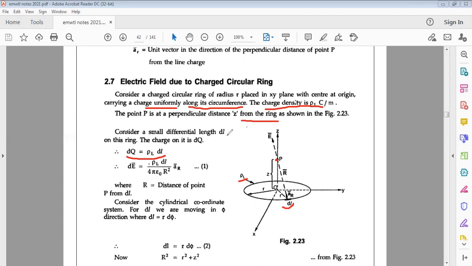Consider a small differential length dl on this ring. The charge on it is dq, which is equal to rho into dl. We know the differential electric field intensity, dE is equal to rho dl by 4 pi epsilon naught R square into aR bar, where capital R is the distance of point P from the dl.